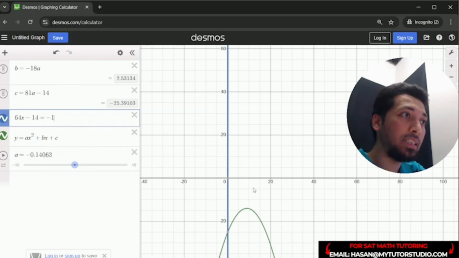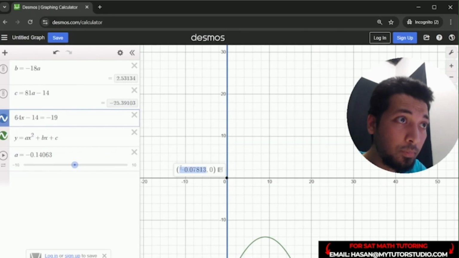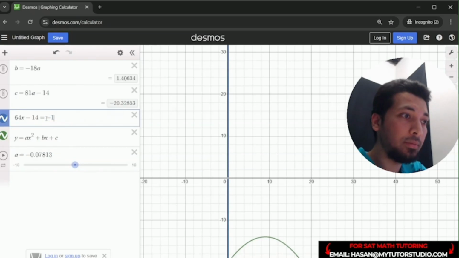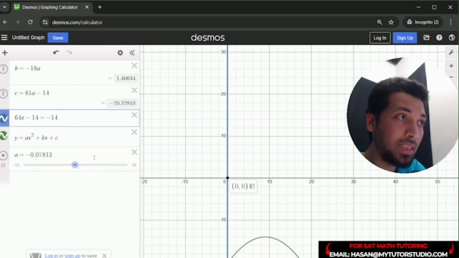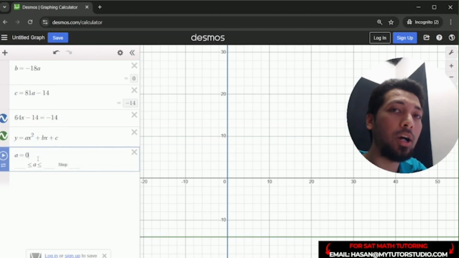If you check negative 19, that's giving me negative 0.07813. So I'll just put it right here. That's not an option either because it's not touching the x-axis at 2 points. We'll check the next option, that is negative 14. So that's coming out to be 0. If we put 0 here, we are getting a flat line. That's not an option either.